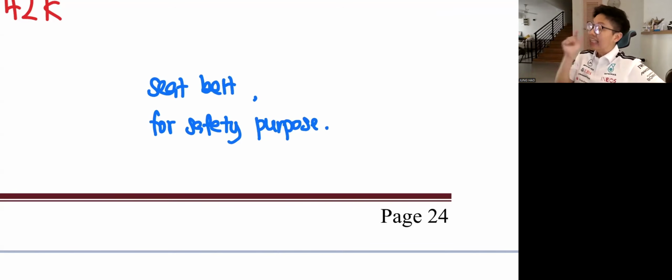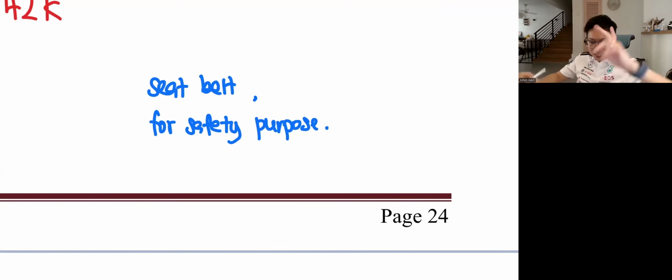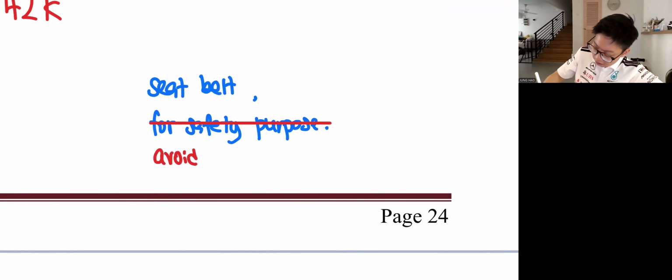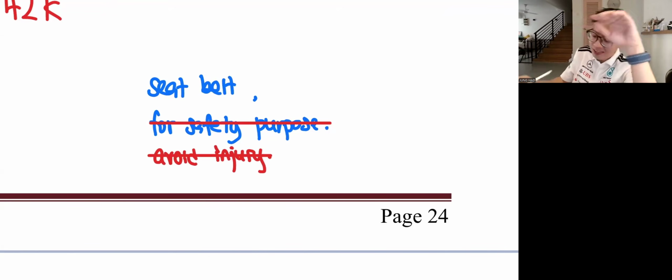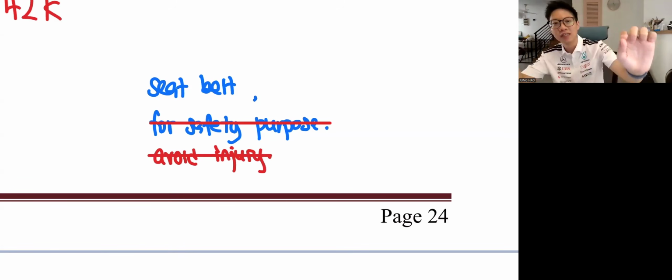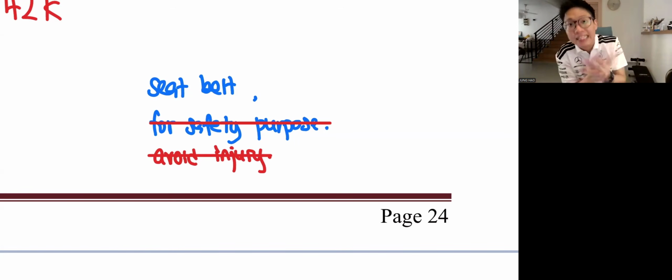Yeah, lor. Because technically, the problem is you never tell me how it becomes safer. Okay, then some people's style is they will write like this: to avoid injury. Can or not? Also cannot. Why? Because you never directly tell me what the seat belt will affect immediately.